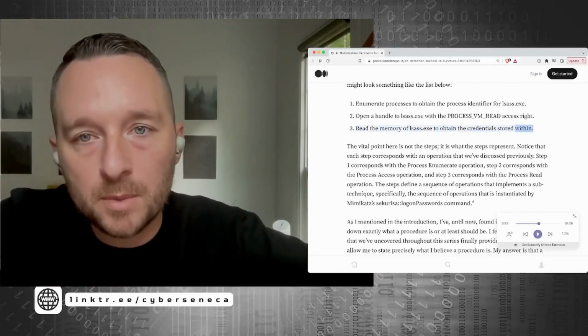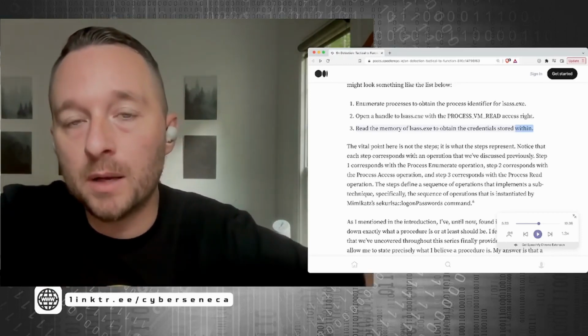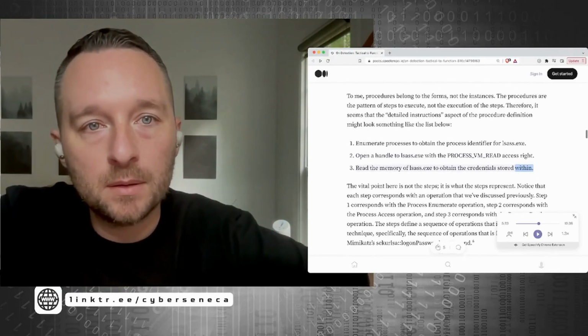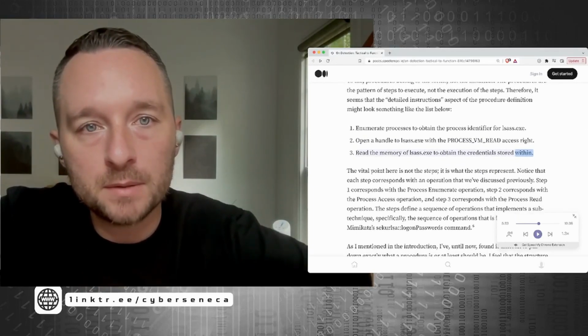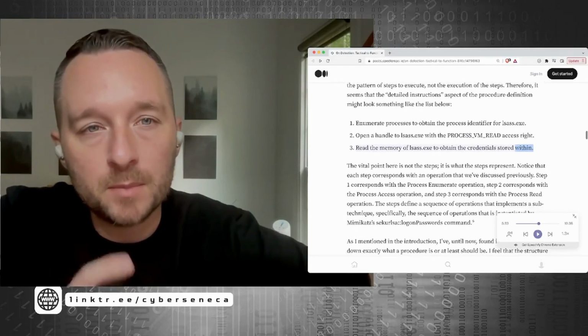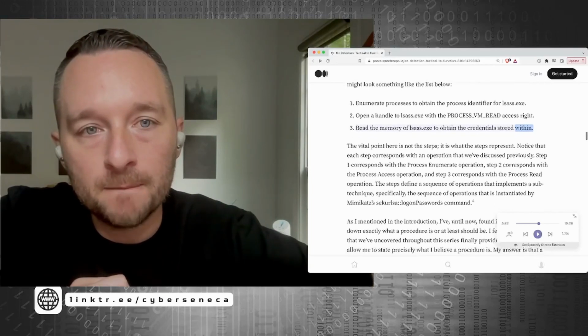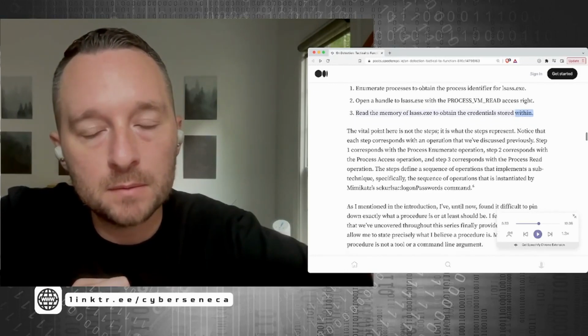So Jared's talking about the procedure. I wonder if he's going to go on to describe why this procedure is important, like the impact and why. Pattern of steps to execute, not the execution of the steps. So maybe the pattern would be: enumerate a process, so search, open a handle, investigate, read the memory. So search, investigate, analyze. Kind of sounds like the OODA loop maybe.